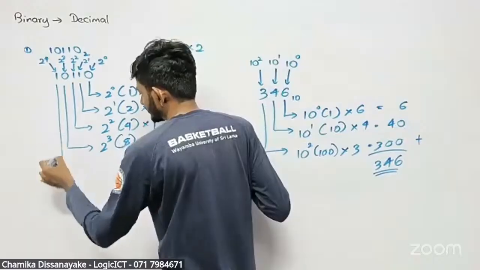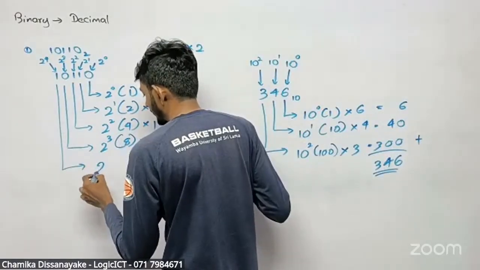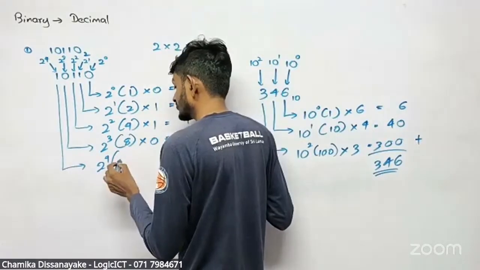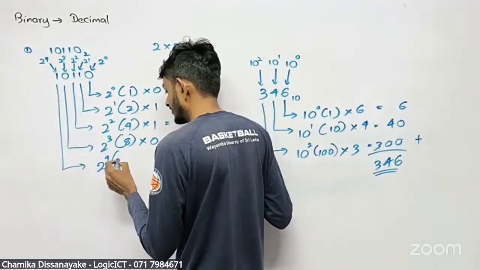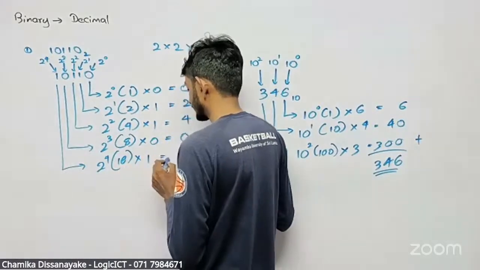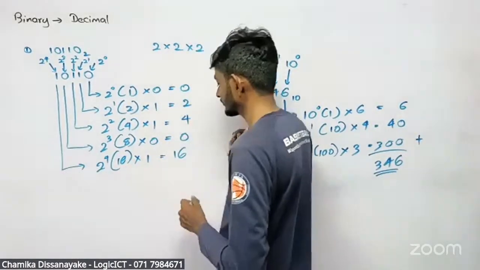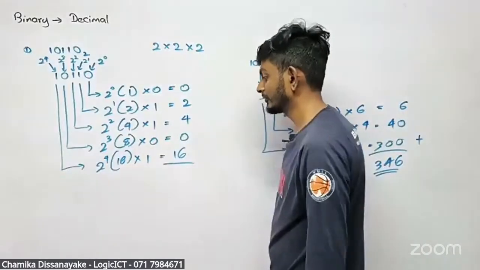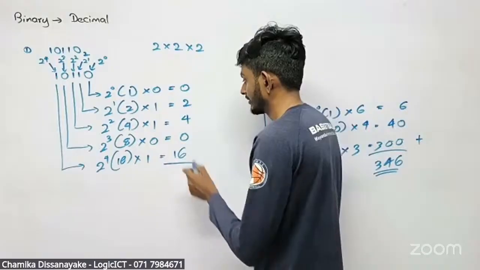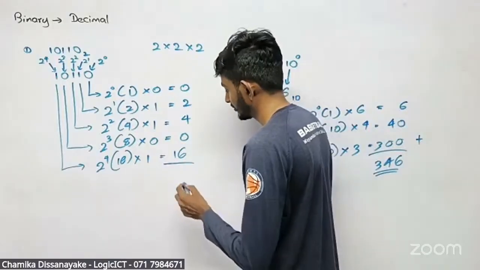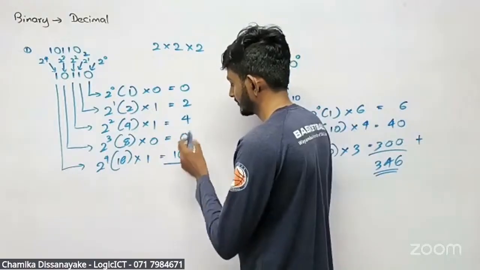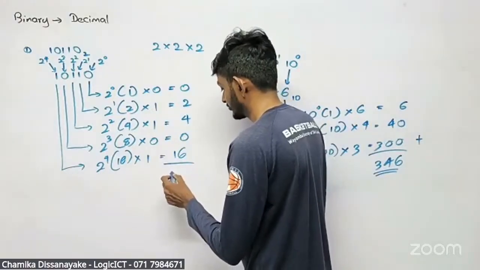The last one, 2 to the power 4. Again, we are going to multiply 8 by 2. That means 16 by 1, 16. So then we are going to add these things. 16 plus 4 is 20, plus 2 is 22.